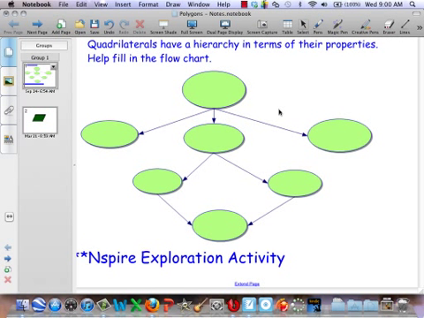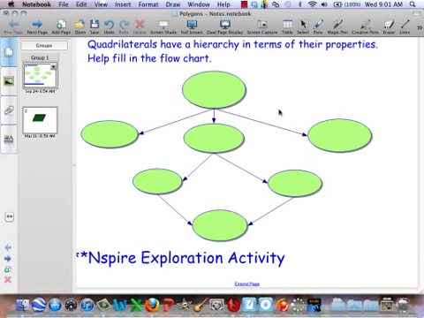Alright, ladies and gentlemen, today we're going to be looking at parallelograms. This is a good introduction for tomorrow's lesson. And before we talk about that, I want to talk about what we call the quadrilateral hierarchy. This is something I want you guys to copy down, and it's a really important thing to know. This gives you the flow of how different shapes are related.